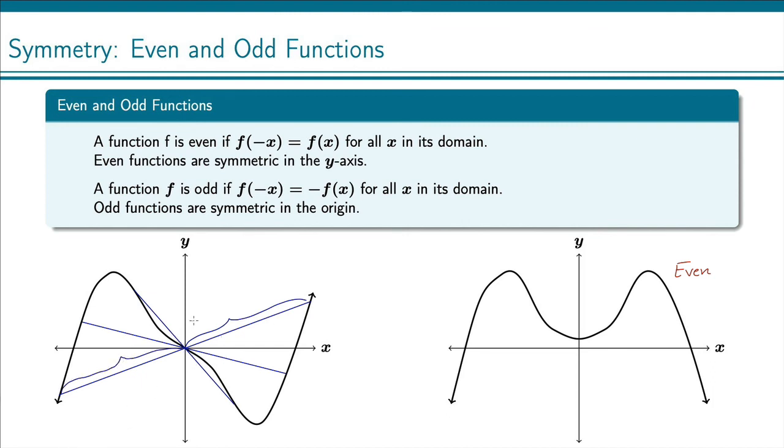So that's what symmetry in the origin is, and you can see that we would get the same graph if we were to take this whole graph, reflect it in the y-axis, and then reflect it in the x-axis as well. We end up with the same curve. So that is symmetry in the origin. That's what we call an odd function.